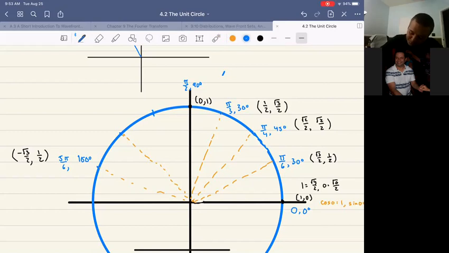Or 135 degrees. And the point is going to be negative square root of 2 over 2, square root of 2 over 2. This angle is going to be pi minus pi over 3. That's going to be 2 pi over 3 as the angle.